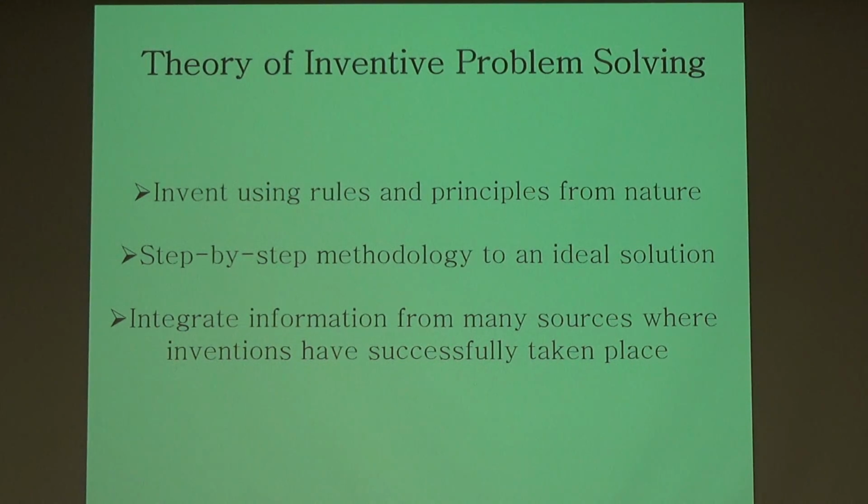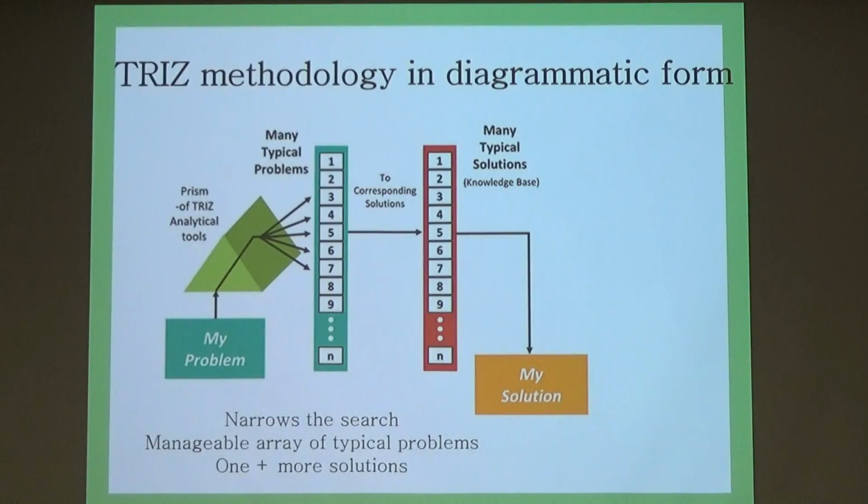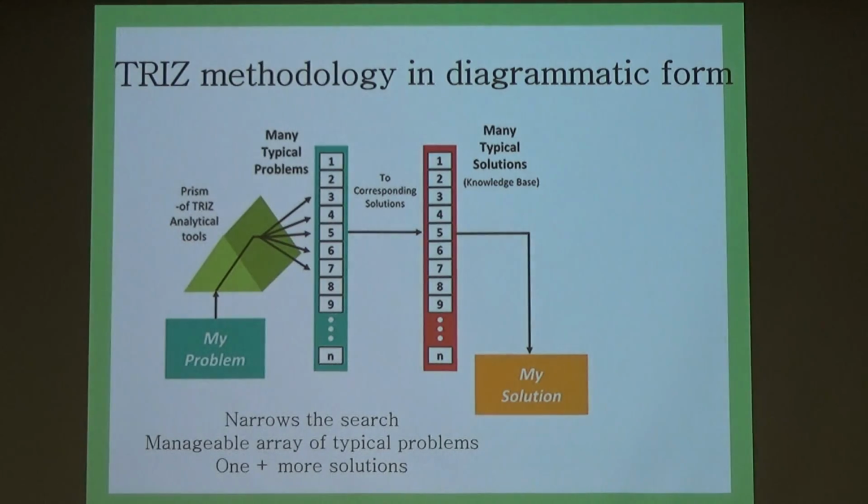So you invent using rules and principles derived directly from nature. As I said, it's a step-by-step methodology to some kind of ideal solution. It can be used in any problem you have. It can be used to resolve that problem. And it integrates information from many sources where inventions have successfully taken place. So that's not only human technology but also through biology. So this methodology is just exemplified by this.